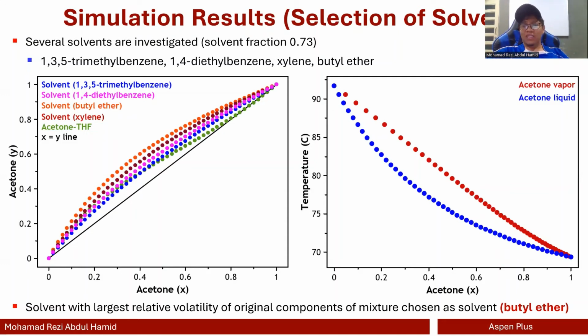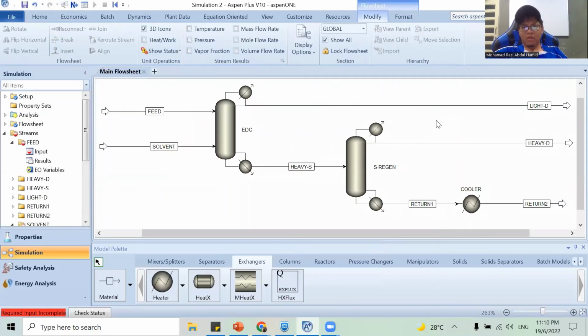So what to do next? Once we have identified our solvent, we're going to create our flow sheet and then try to run our simulation and hope to get a high purity product. All right, let's go back to our Aspen. As you can see here, this is the flow sheet which I have created earlier.